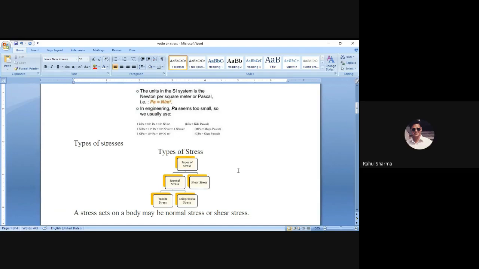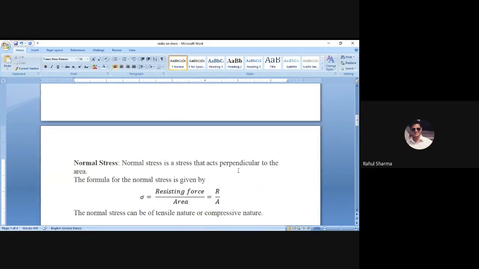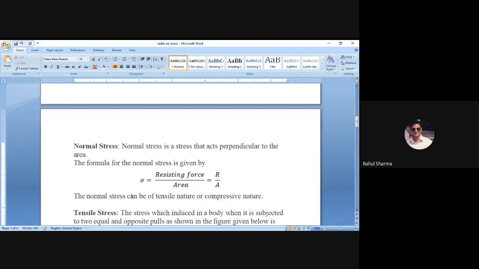Now, first let's discuss the normal stress. As I have already told, normal stress acts perpendicular to the surface or area, right? So the formula is resisting force divided by cross-sectional area, that is R upon A, or you can say it is P upon A. And normal stress is denoted by the symbol sigma. Now, normal stress can be of tensile nature, or it can be of compressive nature.